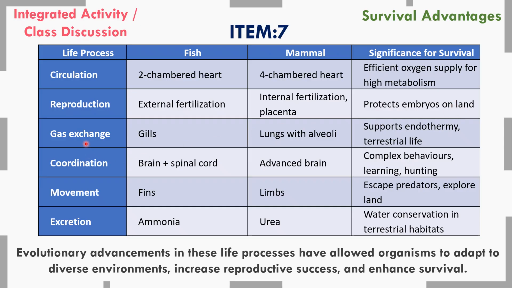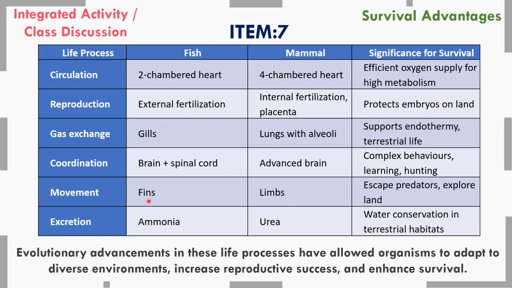Gas exchange. The fish has gills, mammals have lungs with alveoli. This supports endothermy and terrestrial life. Coordination. The fish has a brain and spinal cord. The mammal has an advanced brain. Complex behaviors, learning, hunting, and many others.